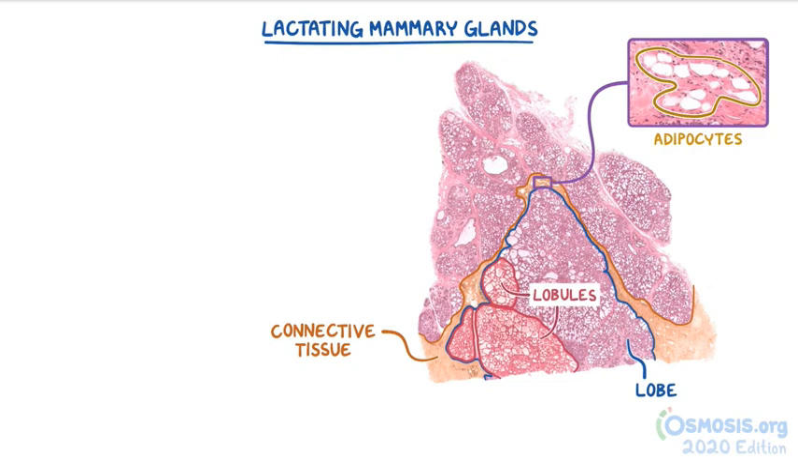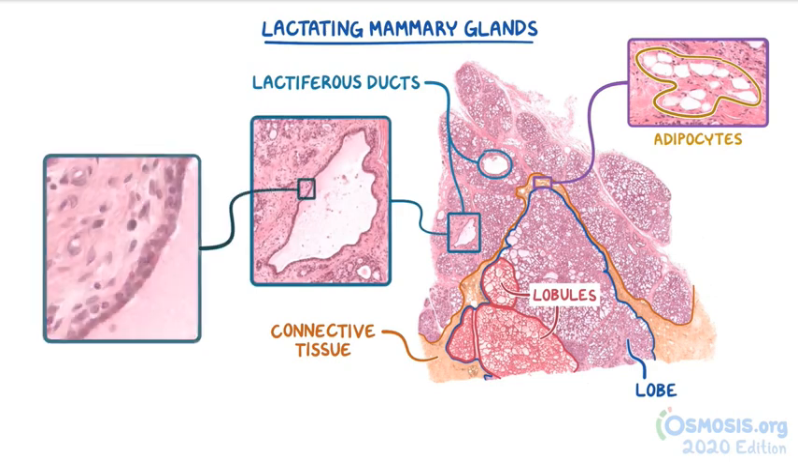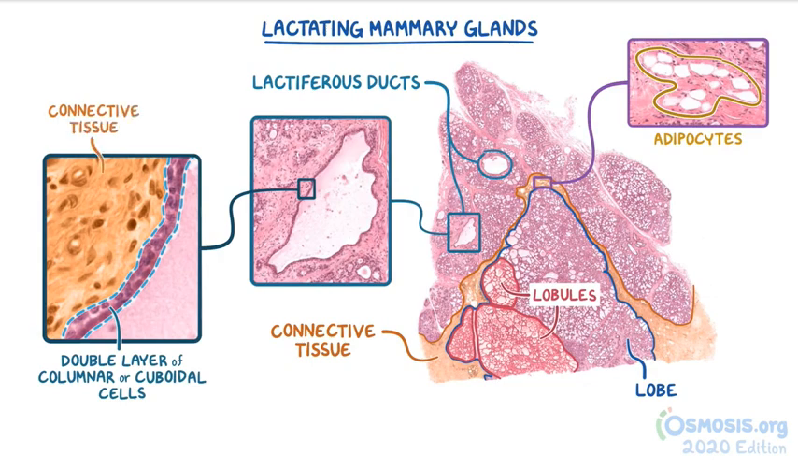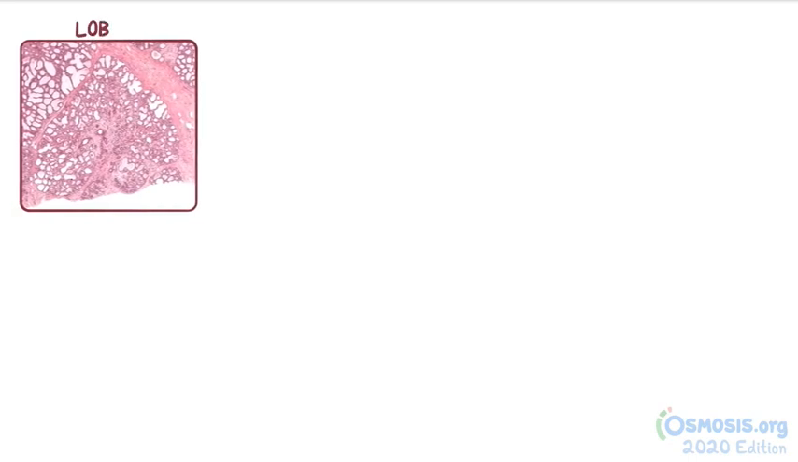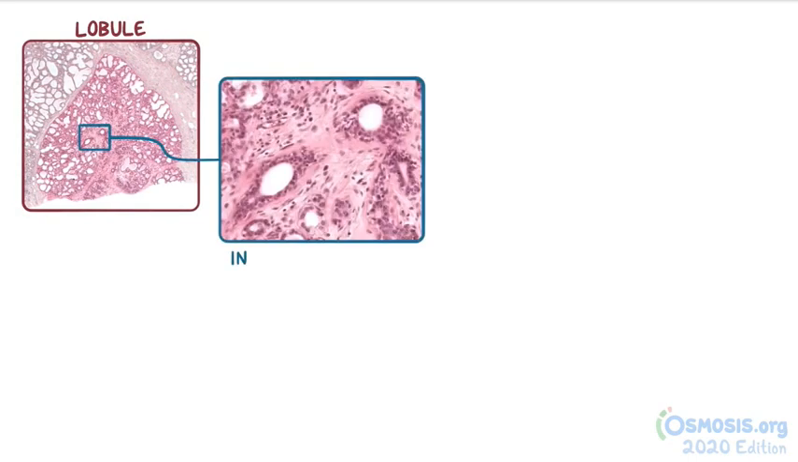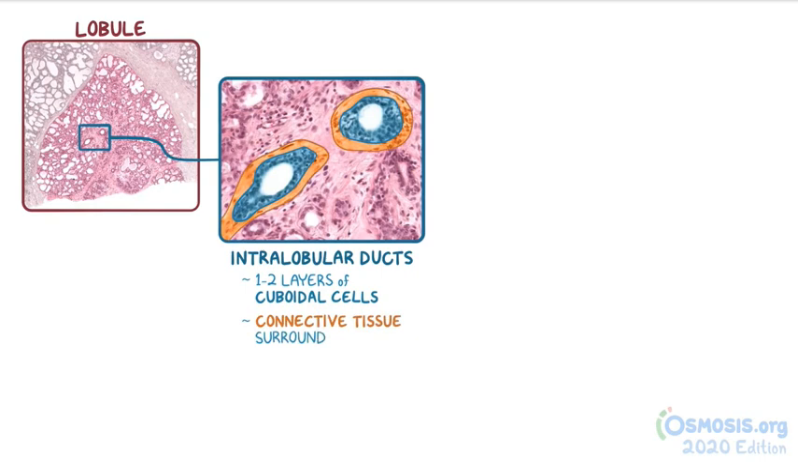In a neighboring lobe, we can also see a couple of large lactiferous ducts. These ducts are lined with a double layer of columnar or cuboidal cells with a surrounding layer of connective tissue. If we take a closer look at one of the lobules, we can see some of the smaller intralobular ducts that are typically lined with 1 to 2 layers of cuboidal cells that also have a thin layer of connective tissue that surrounds the ducts.